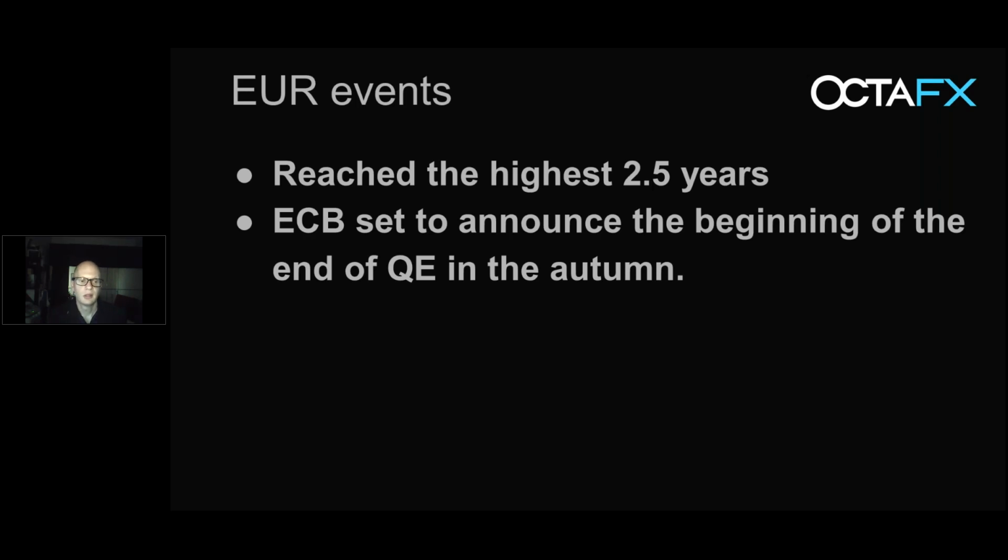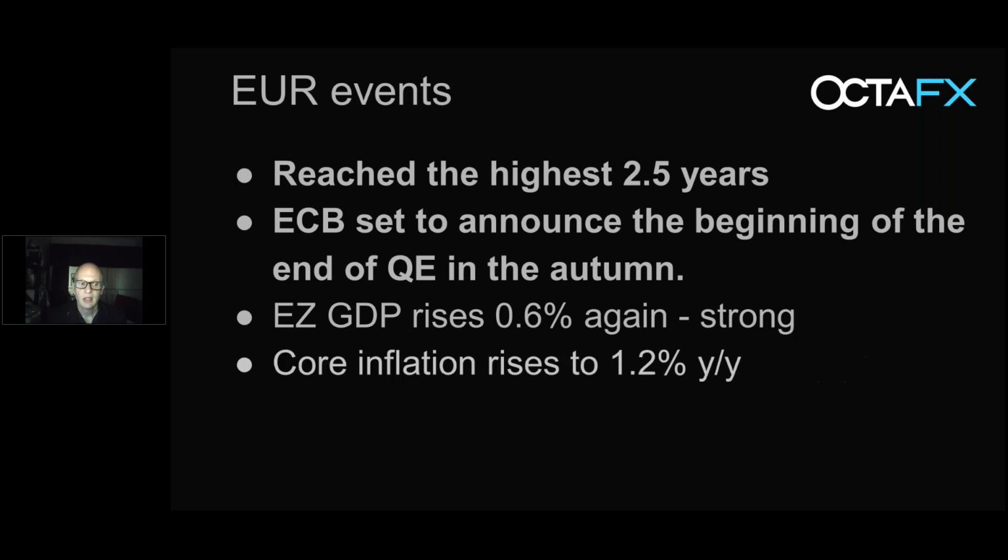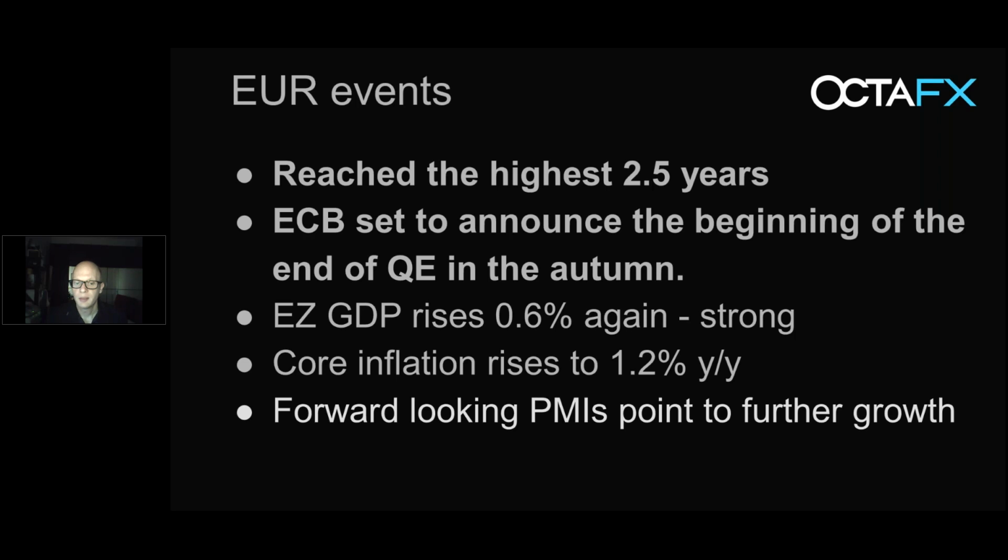They're coming from a very loose point. And data has been positive, has been supportive. GDP, gross domestic product, the economy in the Eurozone advanced by 0.6% quarter over quarter. That's very healthy. That's equivalent to around 2.5%, similar to the US, and for a second quarter in a row. Core inflation surprised to the upside by rising 1.2%. So even inflation, again coming from a low point, is picking up. Forward-looking PMIs point to further growth in the Eurozone in the manufacturing and the services sectors.